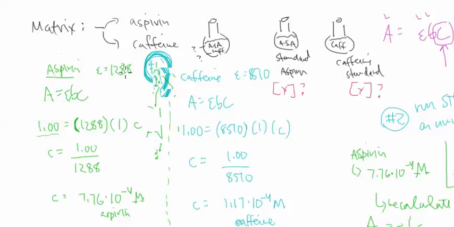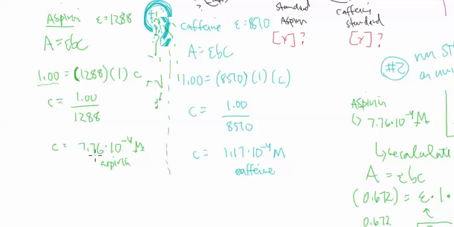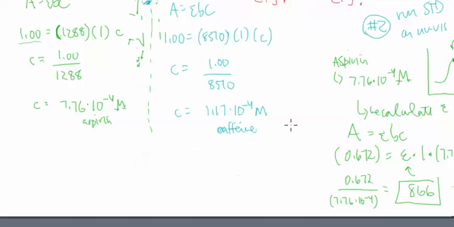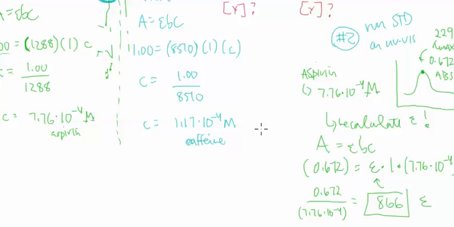So we talked about using Beer's law, looking up the molar absorptivity in the book for aspirin, looking up the molar absorptivity in the book for caffeine, and then using Beer's law to figure out how strong I need to make these solutions. Then I made the solutions, I ran them on the UV-Vis, and now we're taking a look at using a corrected molar absorptivity.